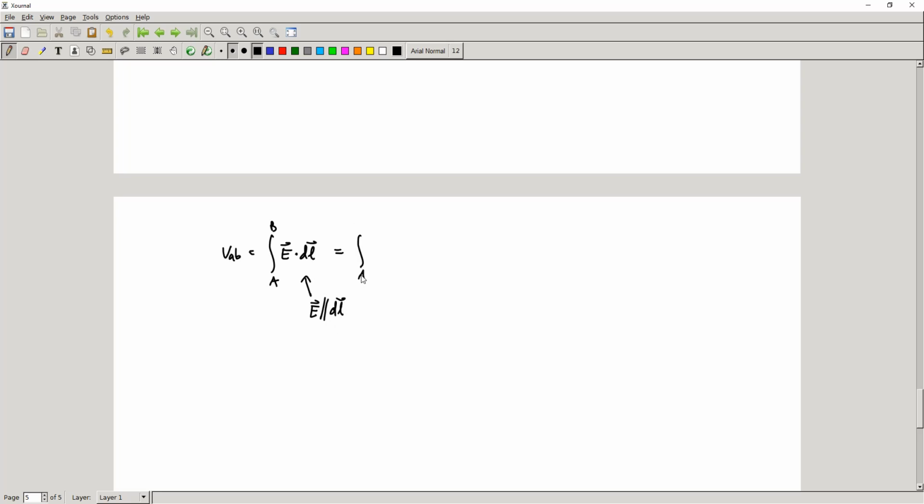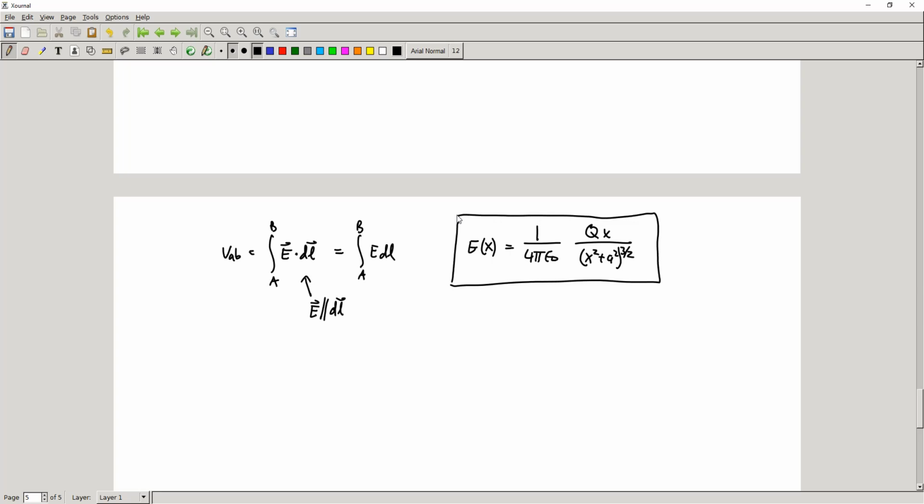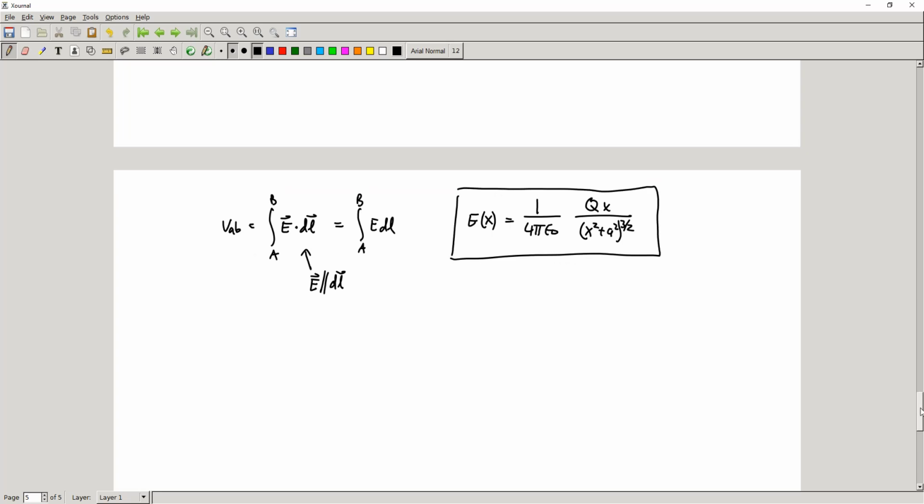We could get rid of that dot product. We're going from A to B, E dl, right? And we can at this point write down what E is. We've calculated this before; we can look it up in our notes. Our E is a function of r, but I'm going to write it as a function of x. So our E as a function of x is going to be 1 over 4 pi epsilon naught, and we've seen that we have Qx over x squared plus a squared to the 3 over 2. This is a result from our first module, when we did the integral around the ring. Okay, so that's our old result.